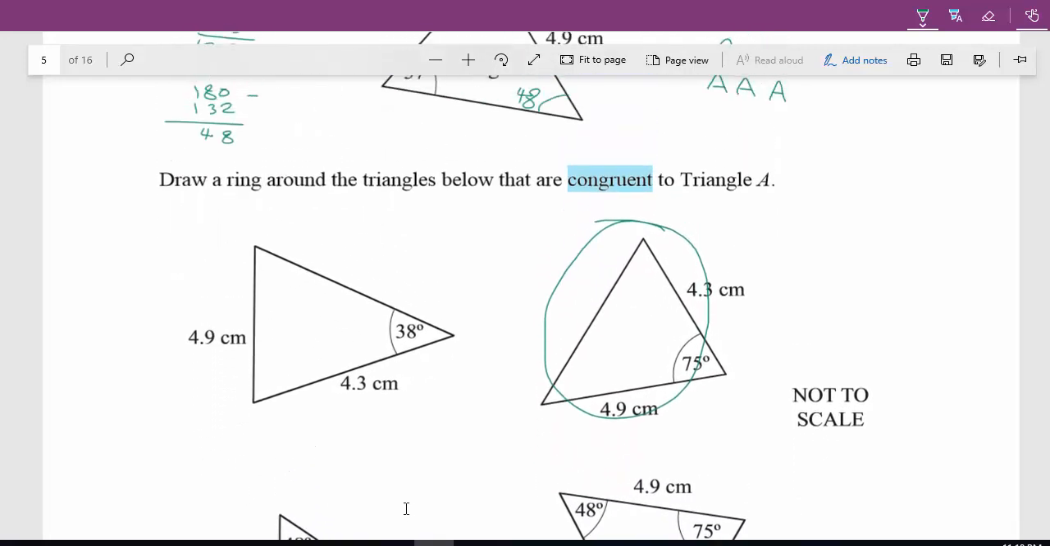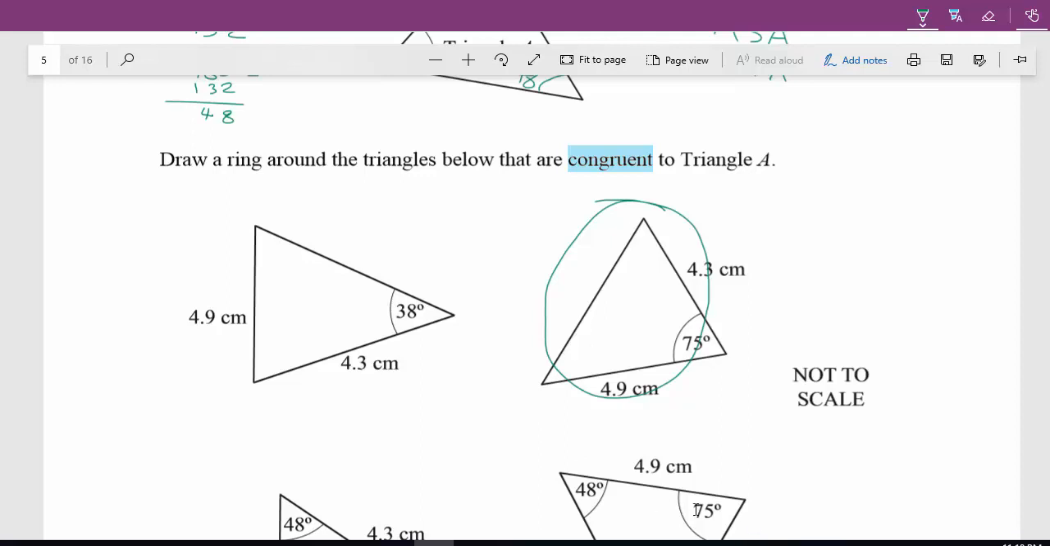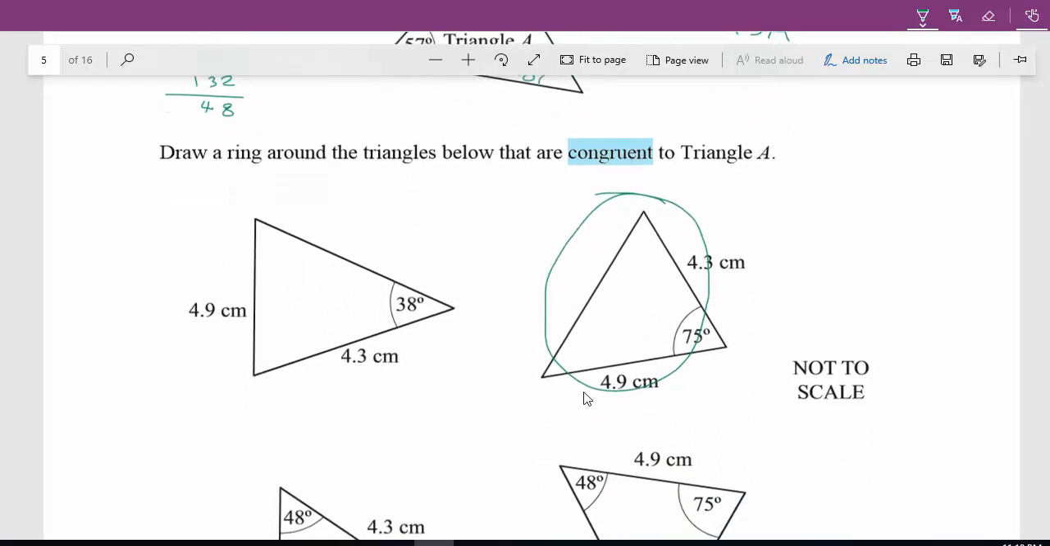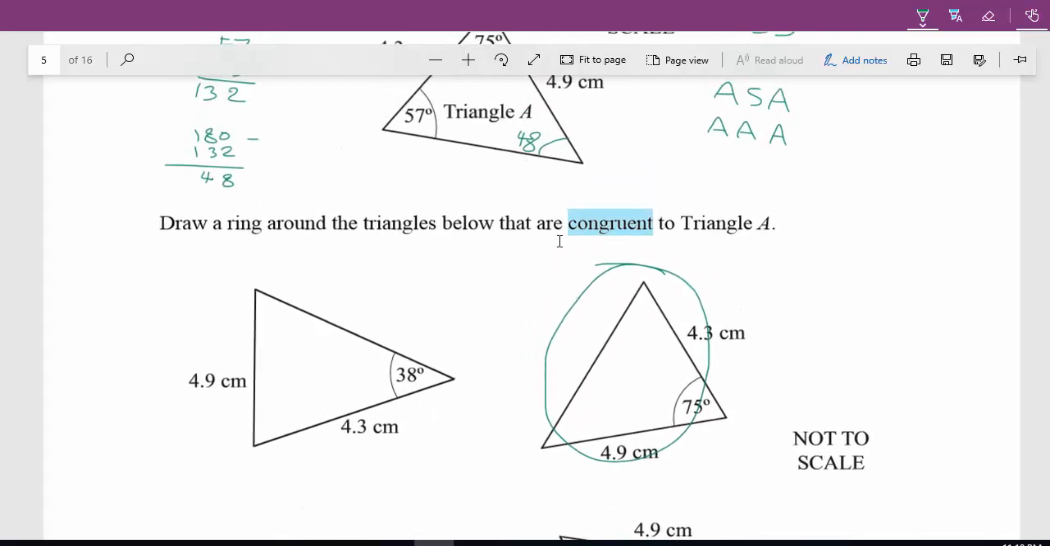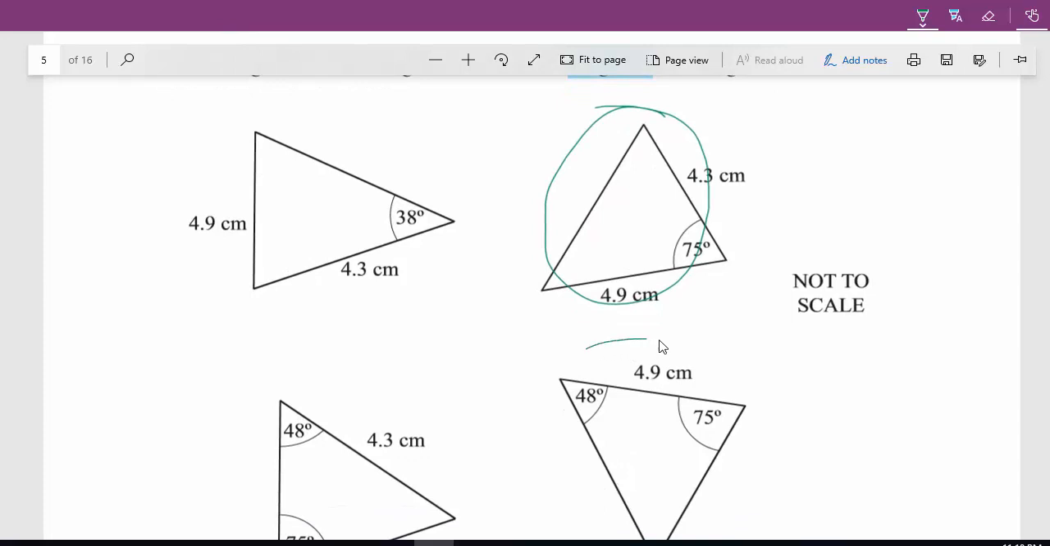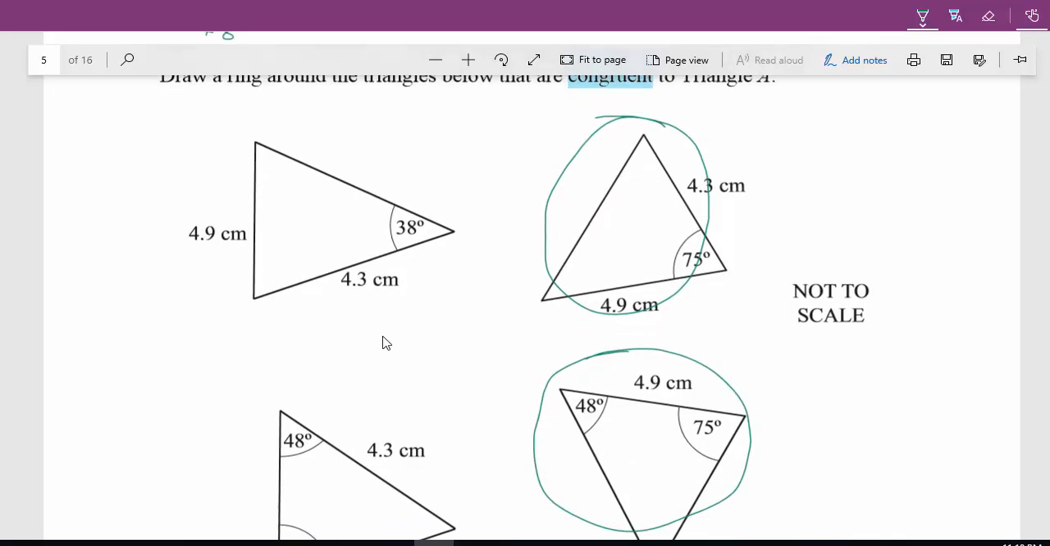This triangle, yes, it has two angles that are exactly as these two angles and the side between them. Look, 48, 75, and the side between them, 4.9. So this triangle is also congruent to the one in the question.